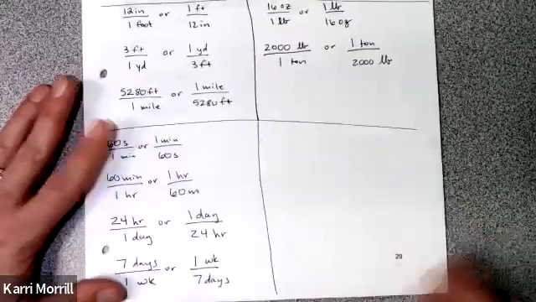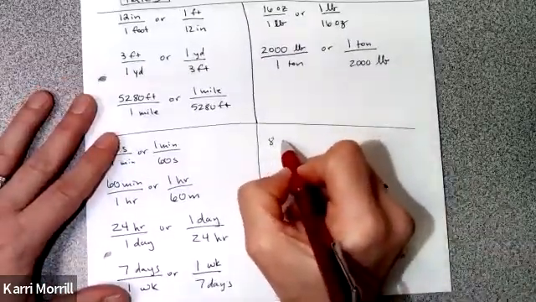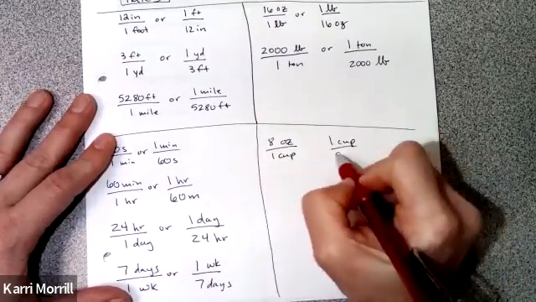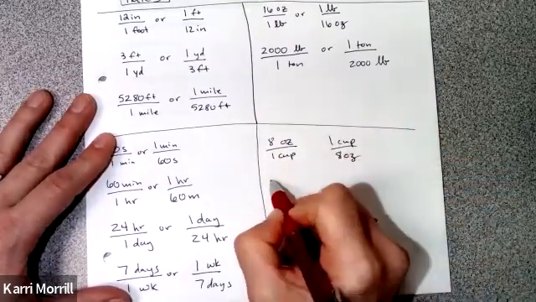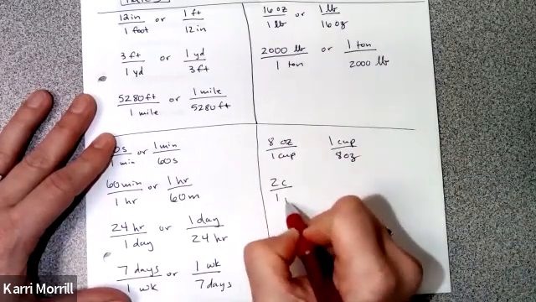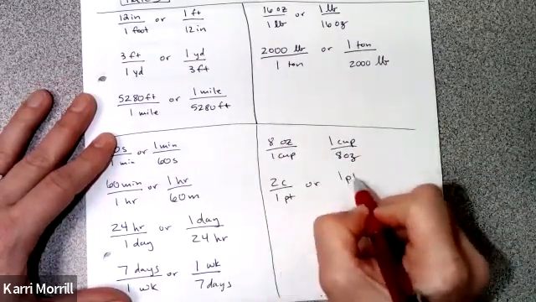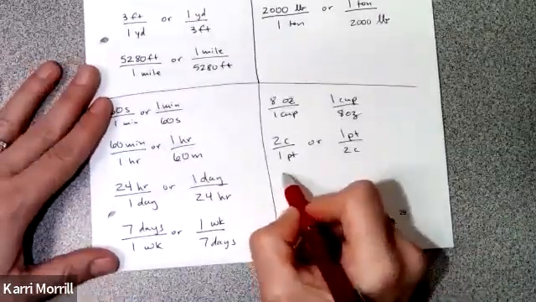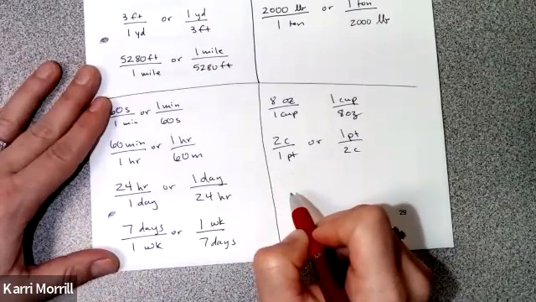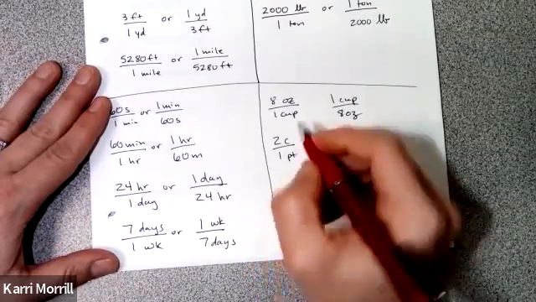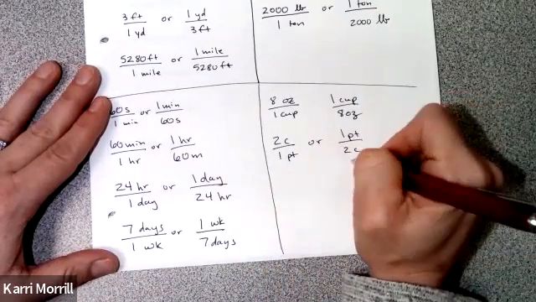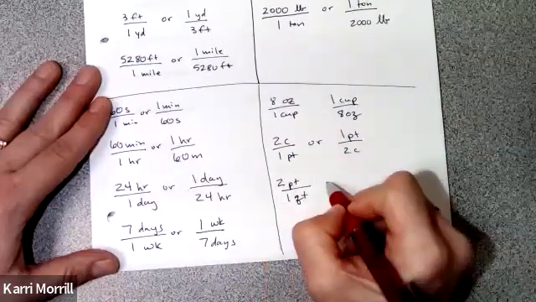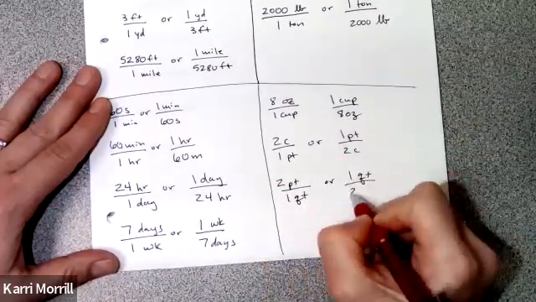I don't remember. But so 8 ounces equal 1 cup, or 1 cup and 8 ounces. 2 cups in 1 pint, or 1 pint in 2 cups. I just put C for cups this time. 1 pint and 2 cups. Now we have 2 pints equal 1 quart, or 1 quart equals 2 pints.